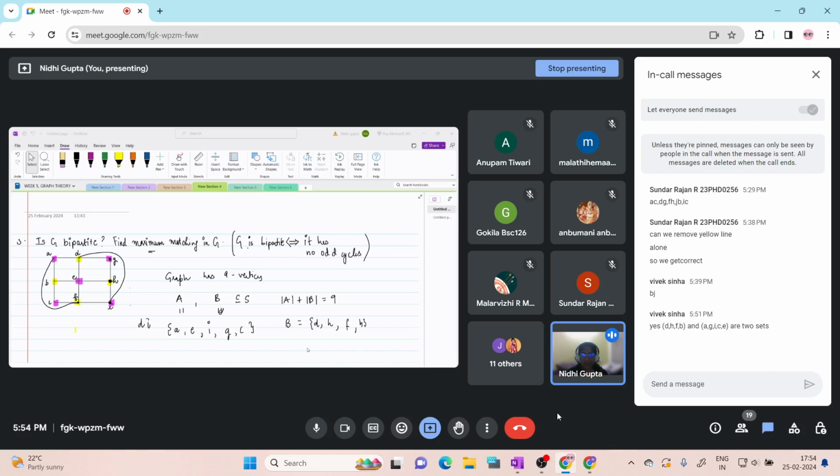If you know the answer, just raise your hand. Don't answer it right away. Since this has 9 vertices and it is a bipartite graph in which one bipartition has 5 vertices and the second bipartition has 4 vertices, this graph can have a matching of size at maximum 4. So does this graph have a matching of size 4? Yes or no?